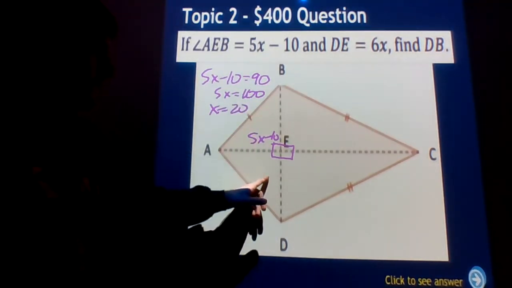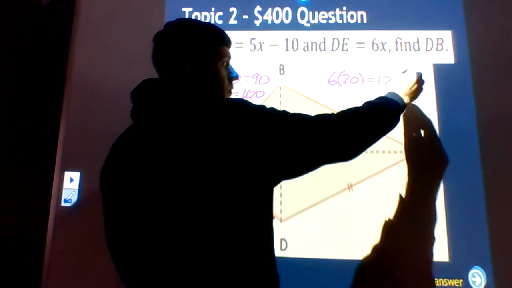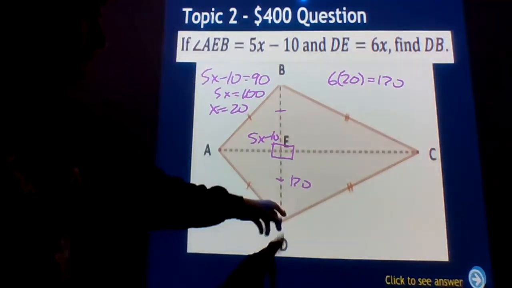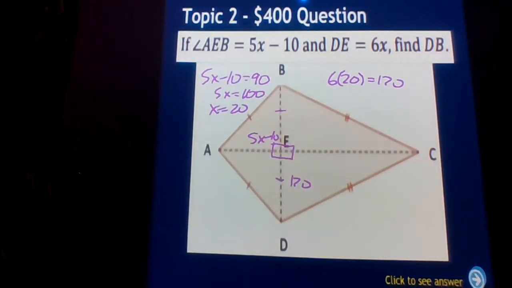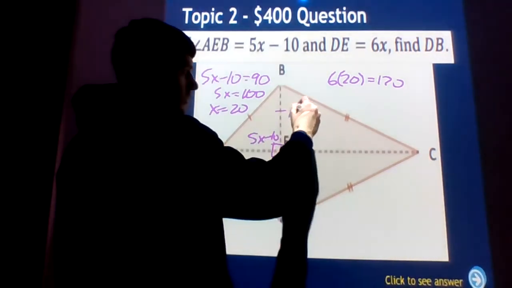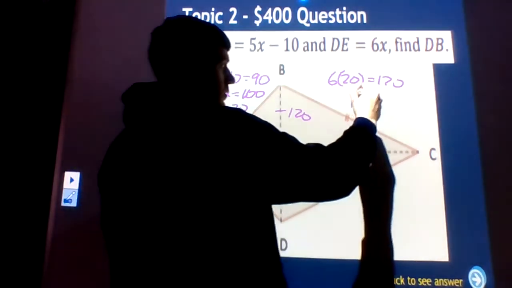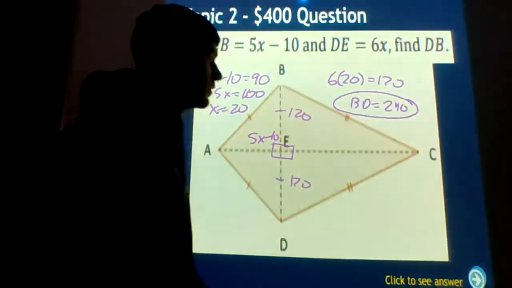That means DE here is 6x. So 6 times 20 is going to be 120. We know the diagonal here between the two non-congruent sides is going to be bisected by the other diagonal, so we know this one's also 120. And so the whole thing here, BD, is 240. 120 plus 120.